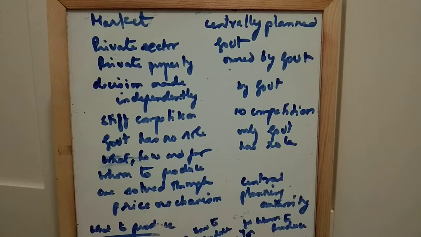Next, in market economy, the central problems like what to produce, how to produce, for whom to produce are solved through the price mechanism. In centrally planned economy, what to produce, how to produce and for whom to produce are solved by the central planning authority.